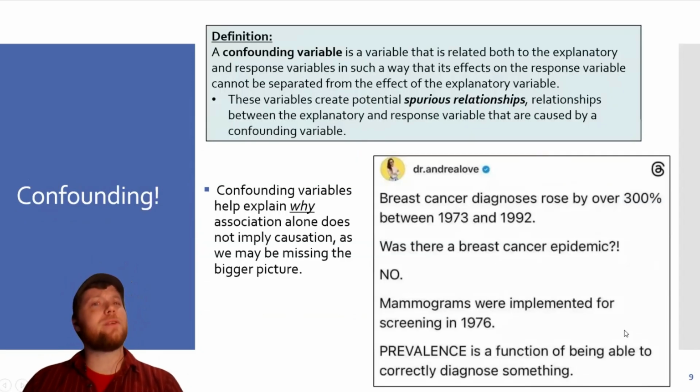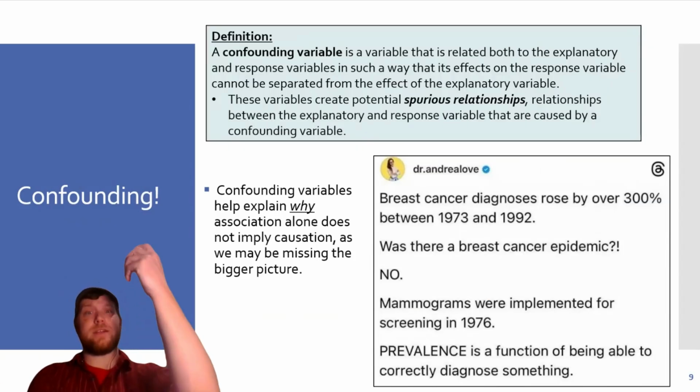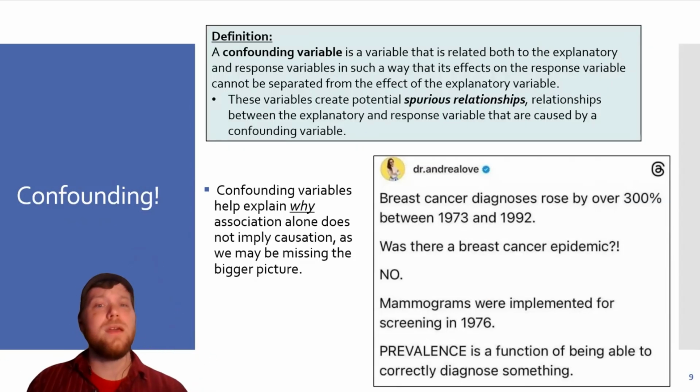Now, a confounding variable is just a variable that's related to both the explanatory and response variables, in such a way that the effects of one cannot be separated from the effects of the other. These cause spurious relationships, relationships between these two variables that are caused by some kind of confounding variable. Confounding variables explain why causation cannot always be assumed, even if we see that there is a relationship. You might be missing a bigger picture.